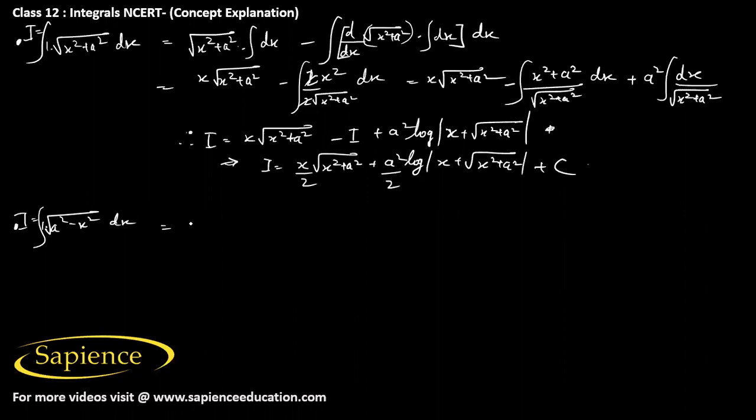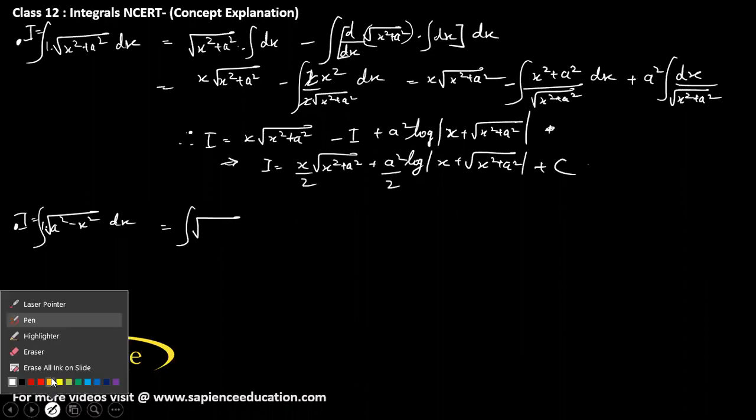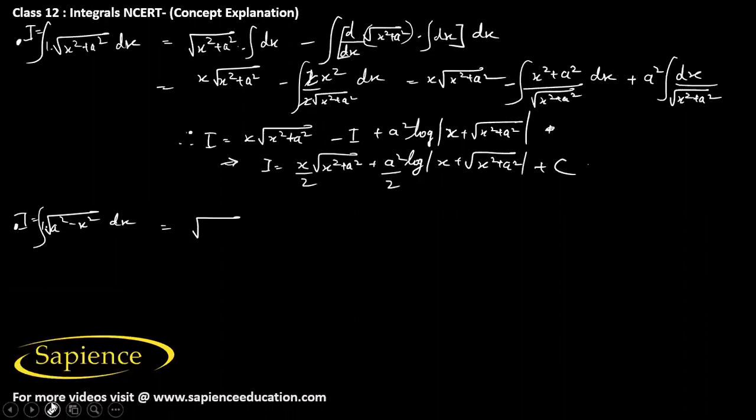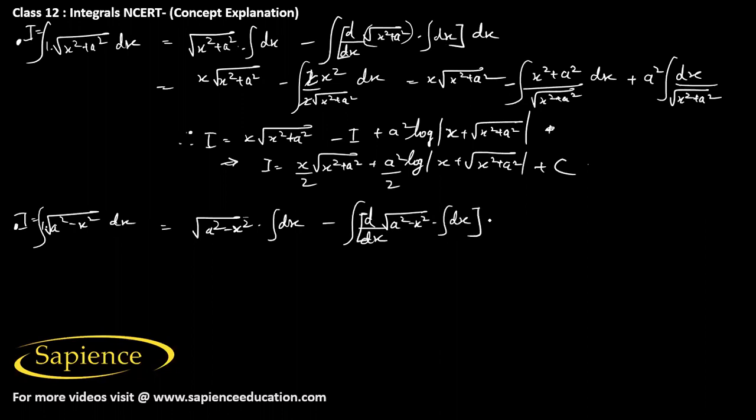So this will be, oh no, sorry, this is the second function. So we should write square root of a square minus x square into integral dx, then minus integral of d by dx of square root of a square minus x square into integral dx, whole integral dx.